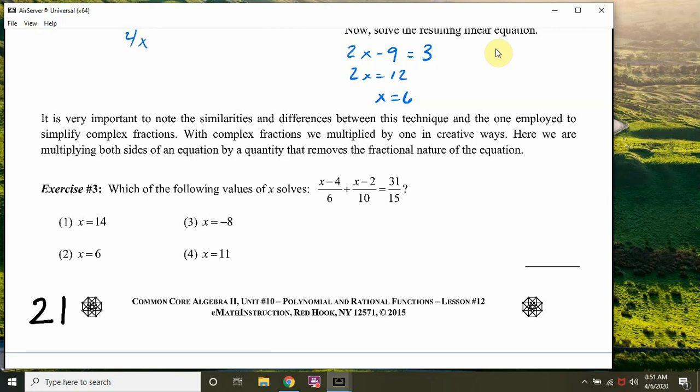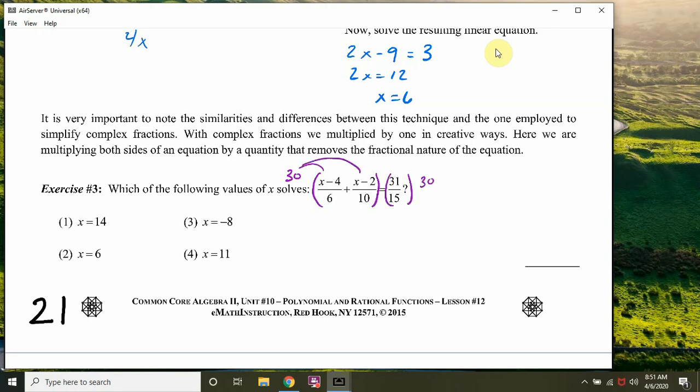Let's take a look at number 3. Which of the following values of x solves this equation? Okay, so looking at my denominators, there's no x's. Looks like the smallest number 6, 10, and 15 all go into is 30. So our least common denominator here is 30. So I'm going to multiply both sides by 30. And let's see what happens here.